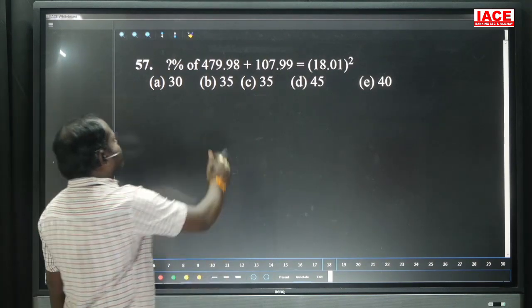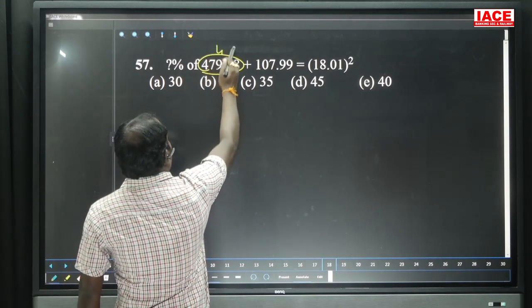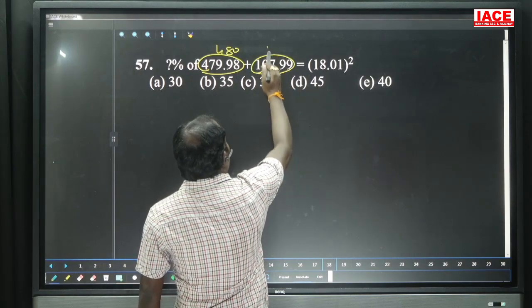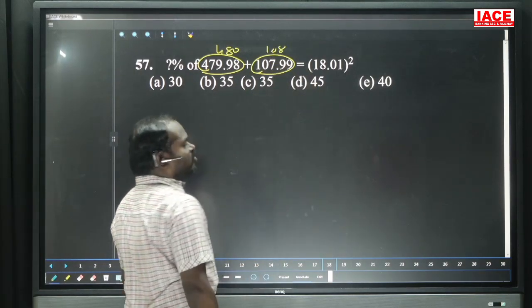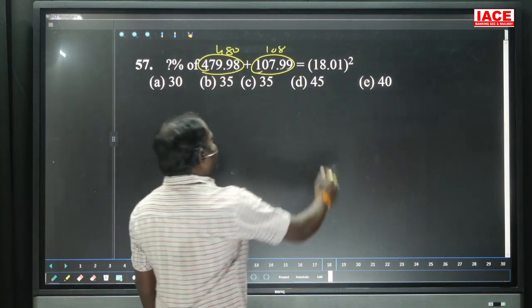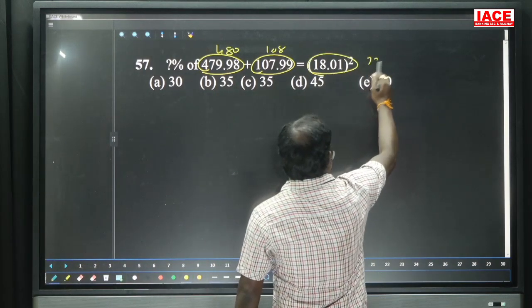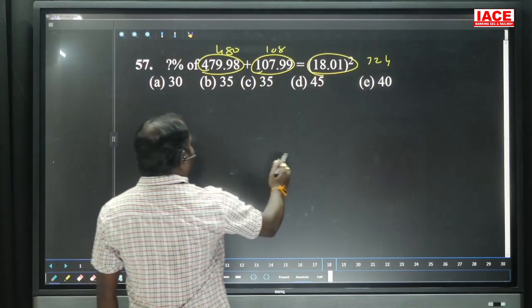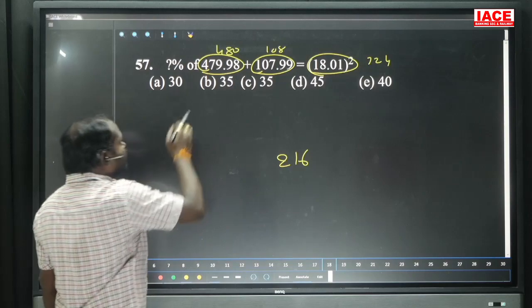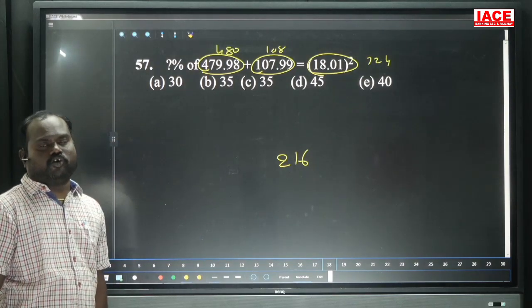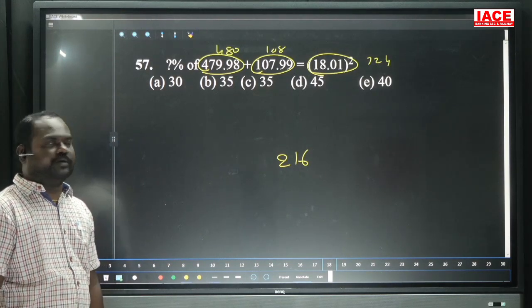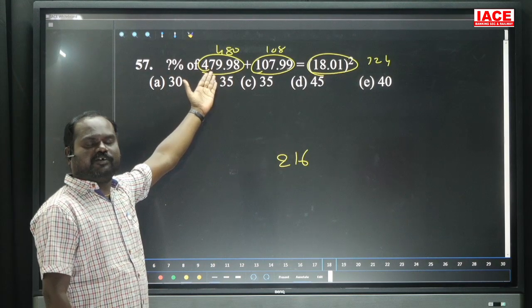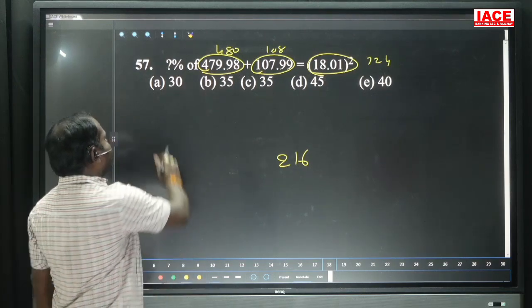Next. Here take this one as 480. That is 108. 18.01 is nothing but 18 square, 324. So it is 324 minus 108, nothing but 216. So in 480, how much percent is equal to 216? In 480, how much percent equal to 216? Roughly 6. So take 30%. 30% is nearly 150 also. It's not, 30 is not suitable.